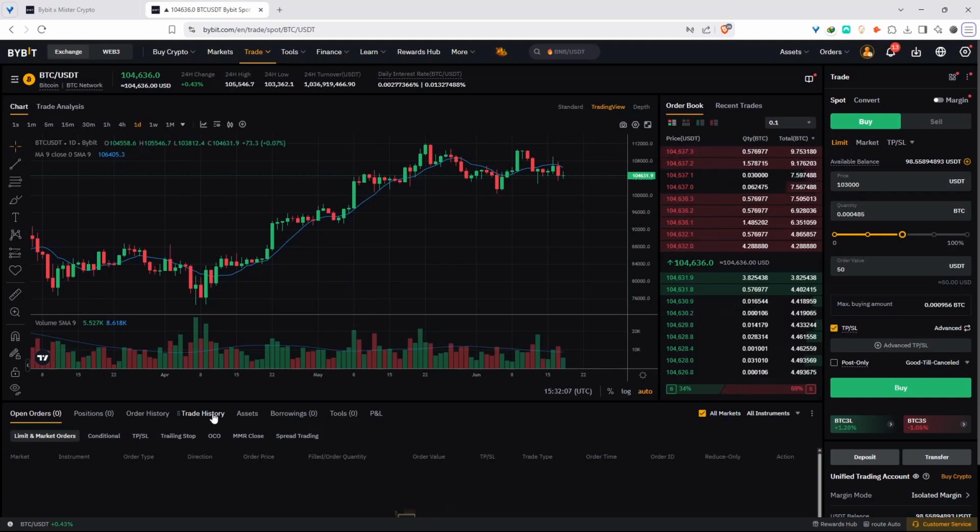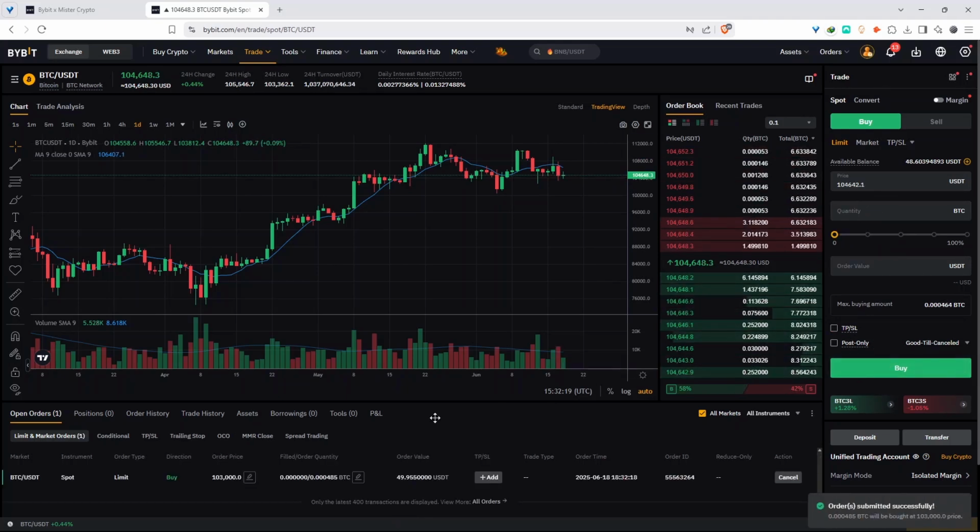You can see this transaction in the order history section at the bottom. Okay, let's place a limit order now. Let's say you want to buy BTC, but you want its price to go down first to $103,000, right? So you would place a limit order at that price and enter your amount, then hit the buy button.